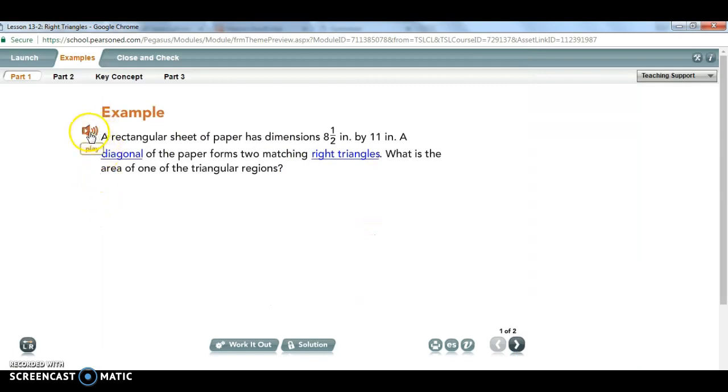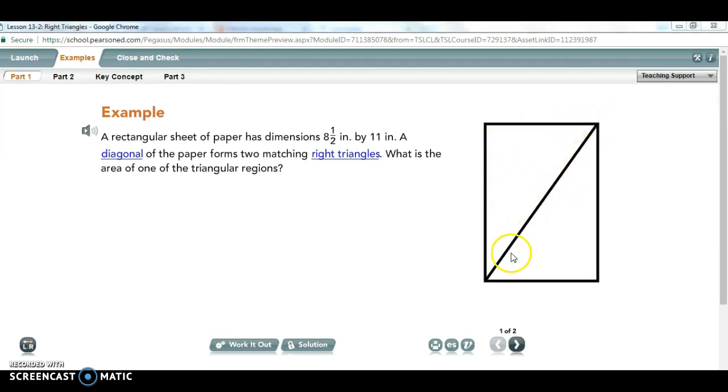Here's our example problem. A rectangular sheet of paper has dimensions 8 1/2 inches by 11 inches. A diagonal of the paper forms 2 matching right triangles. What is the area of one of the triangular regions? So what I'm going to do is I'm going to be drawing a sheet of paper off to the side, and then we'll split it in 2 so that you can see where the right triangles are.